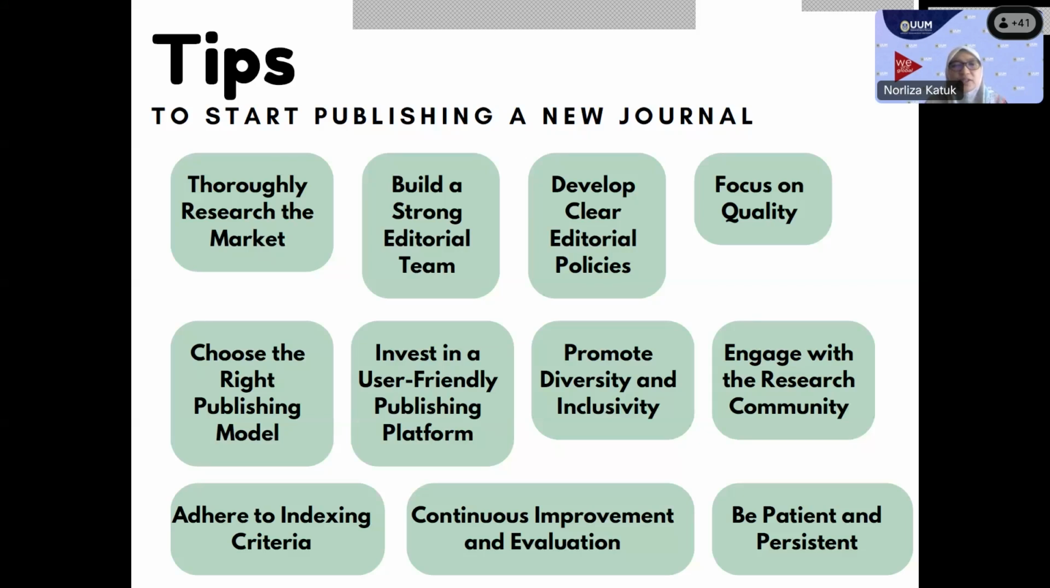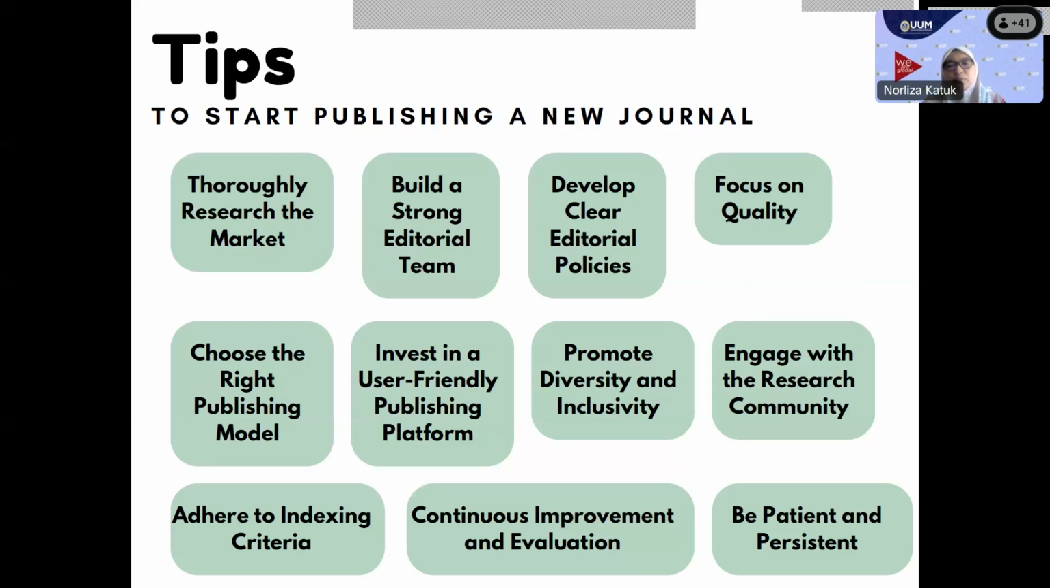And you also need to choose the right publishing model. For example, is it gold open access, or hybrid access. And invest in a user-friendly publishing platform. If you don't have a specific system to manage your journal, it's going to be difficult. JICT uses Open Journal Systems, OJS, the Open Journal System that was supplied by Mohd. Okay.